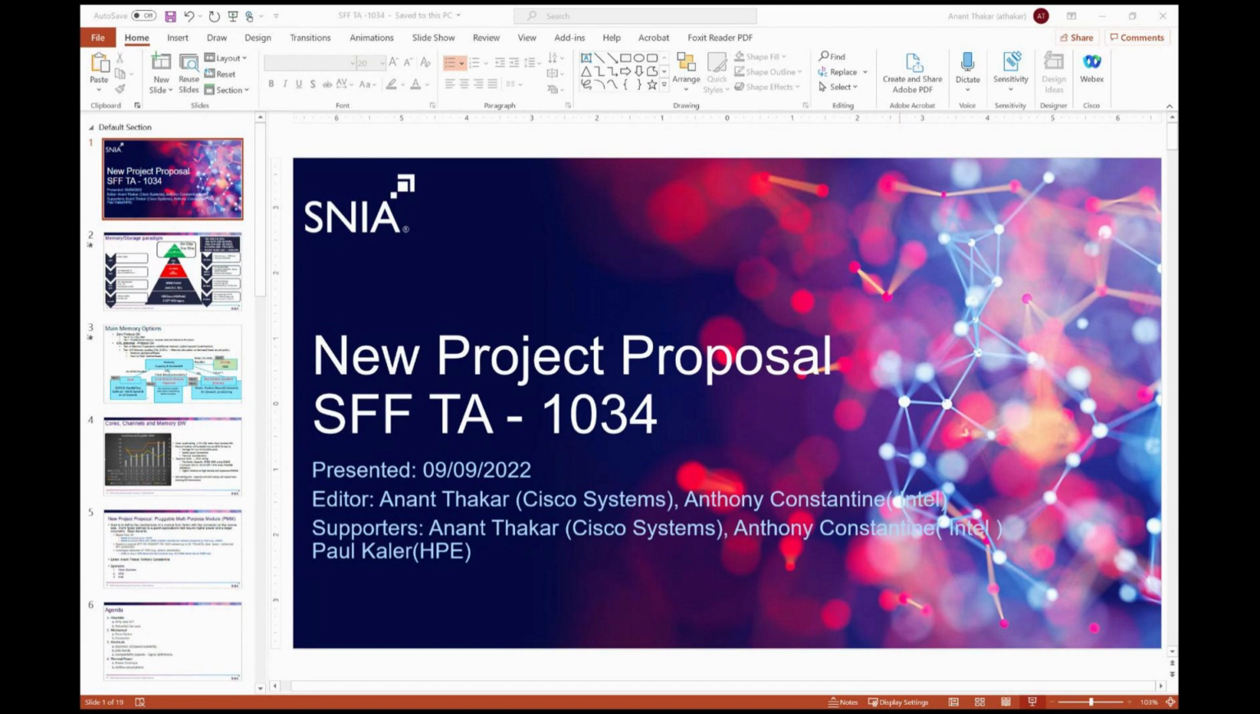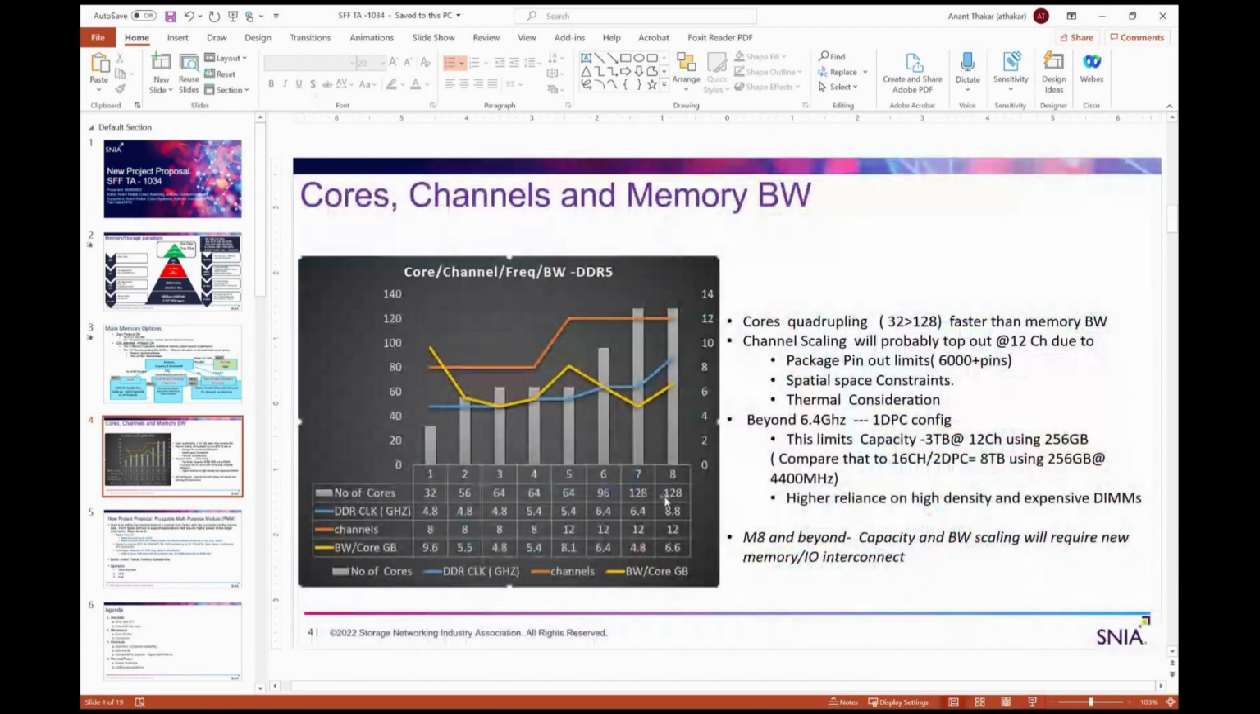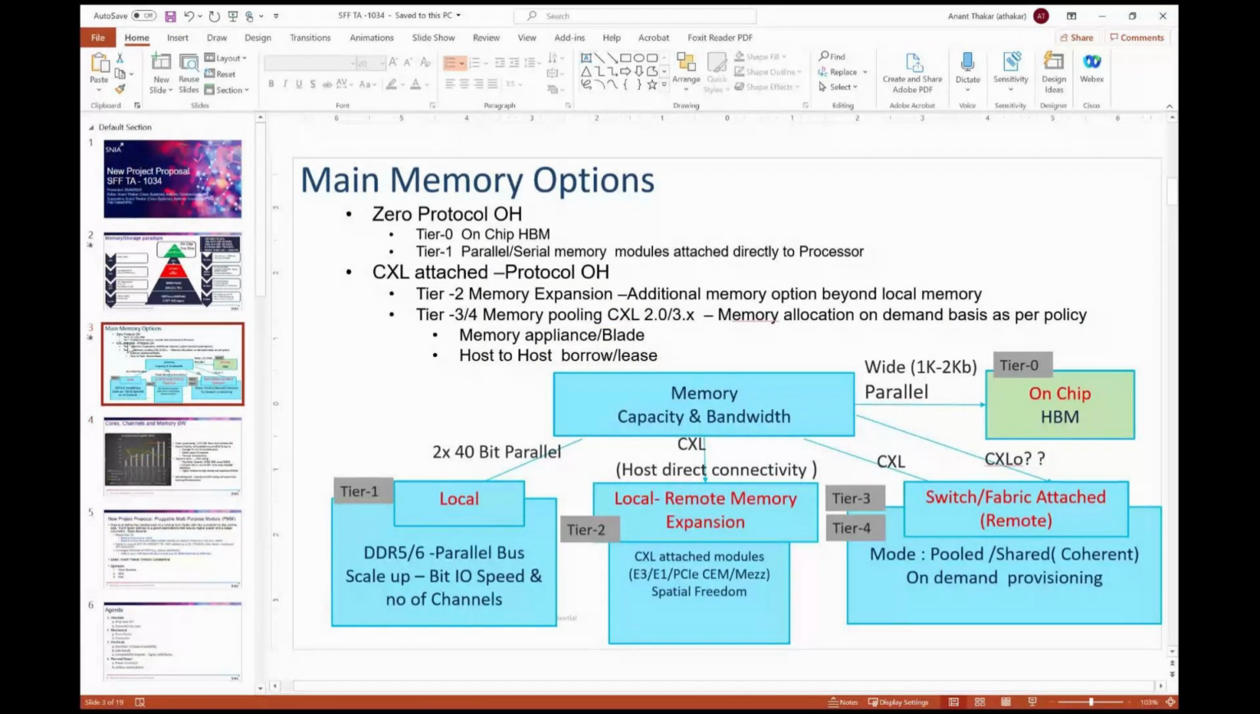So Anand, go ahead. I don't know whether it's my side, but I see only the first slide of your presentation so far. Can you see it now? We are seeing the title slide. We are in the title slide only. No, why is that? Okay, now it moved. We are on the core channels and memory bandwidth slide. Okay, I was referring to this one slide. Can you see it now? Okay, now we can see it. I think when I go to the presenter mode, something is messing it up.